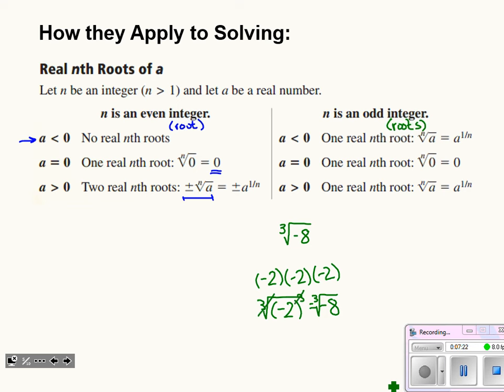So it is possible to take the cubed root or any odd root of a negative number. So even if our radicand, what's under the radical sign, is negative, if we have an odd root, we will get a real solution. Same if a is equal to 0, and now if a is greater than or equal to 0, if it's an odd root, we do not concern ourselves with plus or minus. We will get one solution if we have an odd root, no matter what.